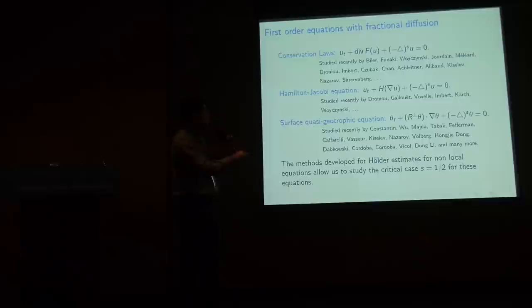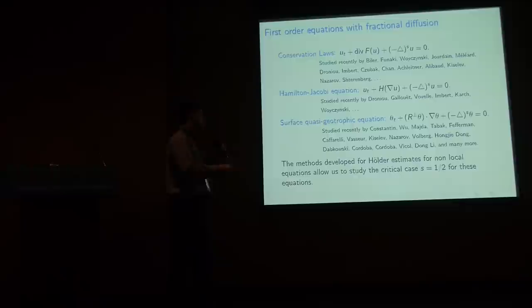If S is strictly less than 1/2, you have the opposite thing. The first order part is stronger than the diffusion, and the diffusion is not going to be able to regularize the solution, or it's not going to be able to compensate the first order term. So in the case of the first two equations, it's possible to show that you can have an initial condition that is smooth, and it becomes non-smooth in finite time. For the third equation, the surface quasi-geostrophic equation, that's still an open problem for S strictly less than 1/2. For S equal to 1/2, any of these three equations has smooth solutions. But in that case, both the first order term and the diffusion have the same order, and it's actually much harder to show that we have smooth solutions.